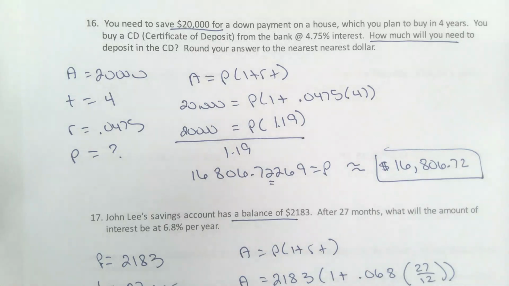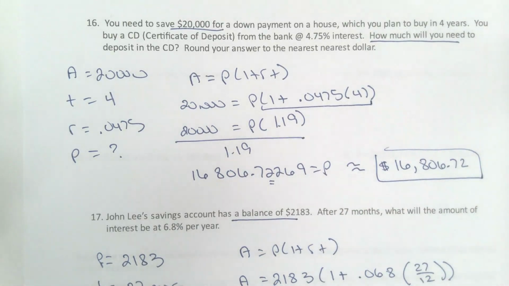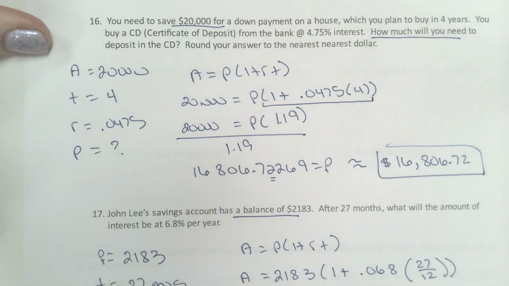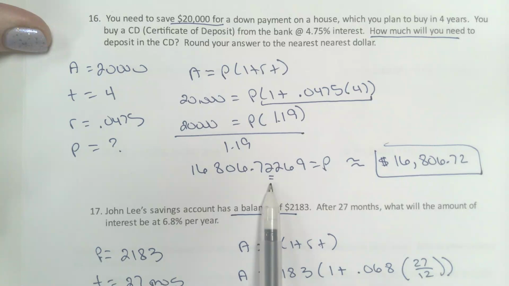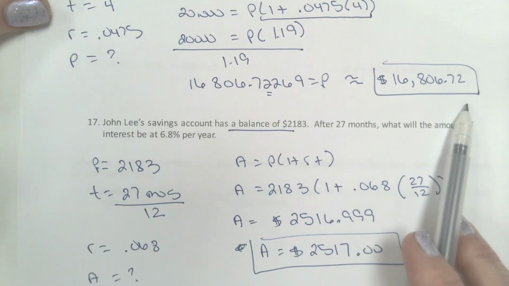So then when I substituted everything in, I was able to do the math right there in the parentheses. And so that's where I got my 1.19. And then I just did algebra. I divided both sides by 1.19. And I got this long answer. And we were talking money. So money, we're going to round to 2 decimal places. And that's where I came up with this answer.